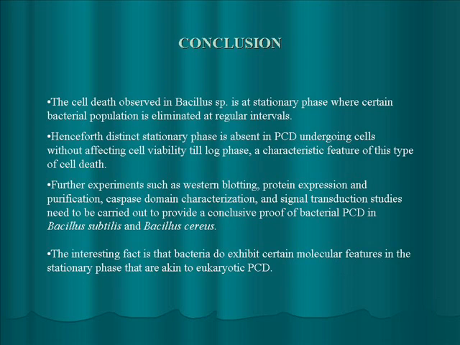The cell death observed in Bacillus species is in its stationary phase, where a certain bacterial population was eliminated at regular intervals. The interesting fact which we have observed is that the bacteria do exhibit certain molecular features in the stationary phase that are akin to eukaryotic programmed cell death. Further experiments such as Western blotting, protein expression and purification, caspase domain characterization, and signal transduction studies need to be carried out to provide conclusive proof of bacterial programmed cell death in Bacillus subtilis and cereus species.